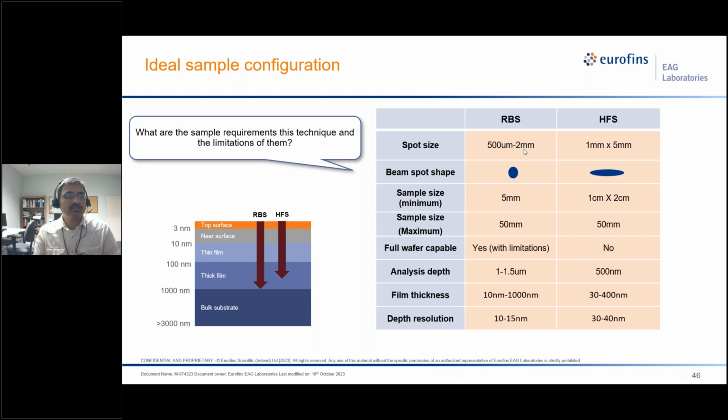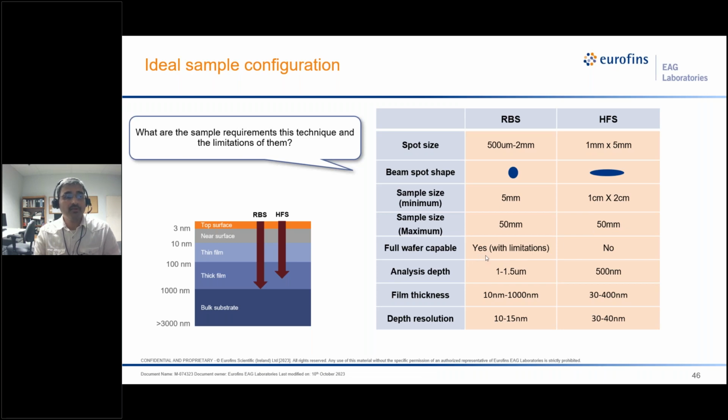For RBS, typically we use a 2 millimeter spot, and in special cases we can lower the spot size to 500 microns using a special focusing apparatus. But on a day-to-day basis, we use a 2 millimeter spot size. For that reason, we need a minimum size of 5 millimeters, and 1 to 2 centimeters for hydrogen forward scattering. And the maximum sample size is dictated by our substrate holder, that is 50 millimeters.